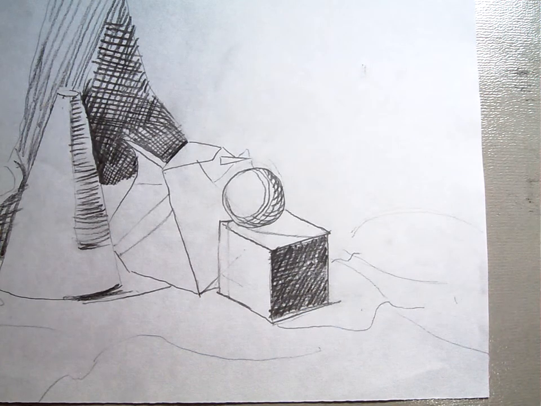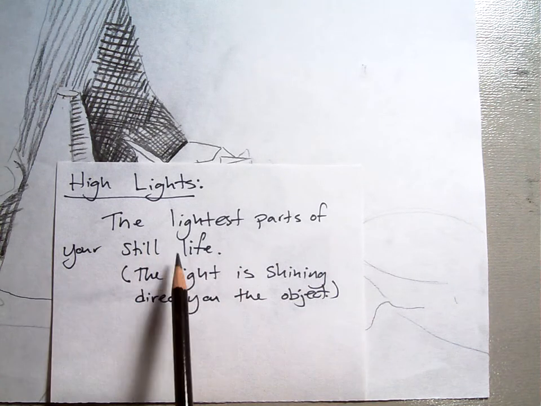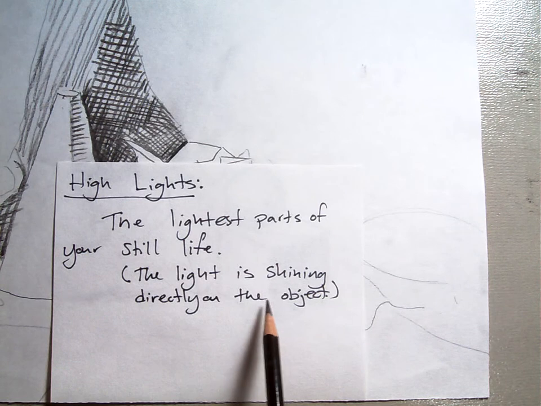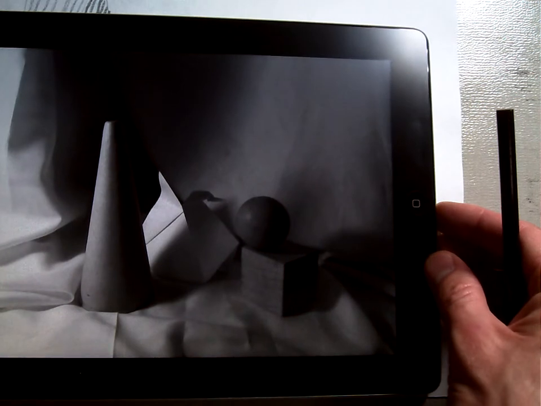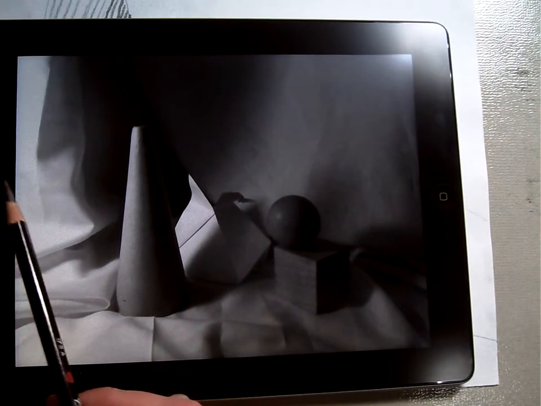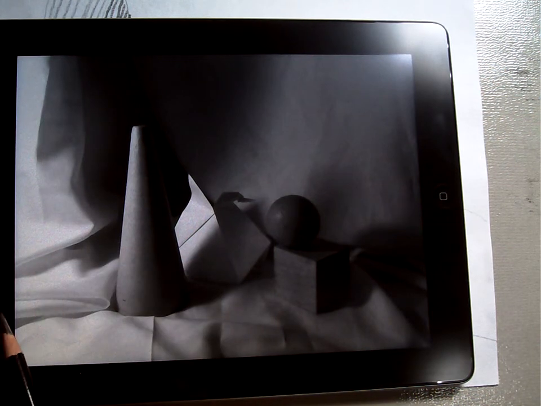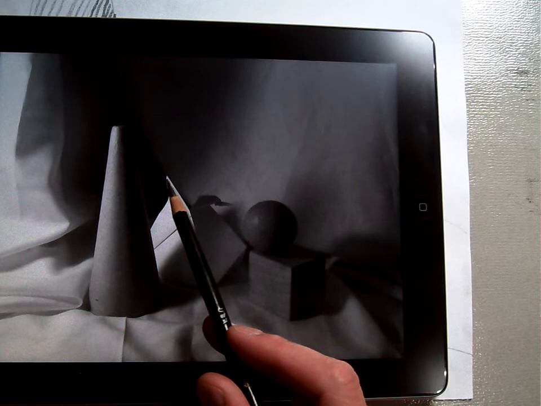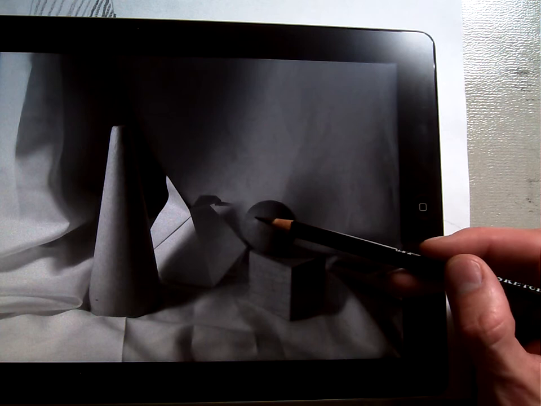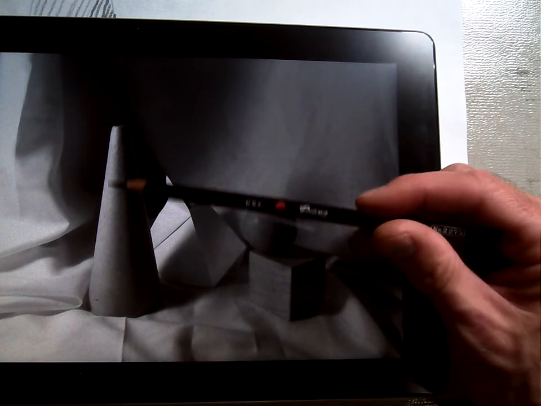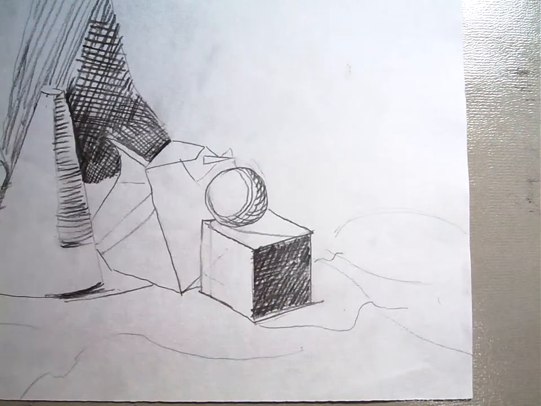Okay, then you're going to make sure you put in the highlights. The highlights are the lightest parts of your still life. Usually the light is shining directly on the object at that point. So, obviously, if we look back at this, the highlight, I mean, this whole area is very light because we know the light is really strongly there. But also we have highlights on the very tip here, right in this crease here. We have a very faint highlight right here on the sphere. And of course we have a highlight on this edge of the cone. So we want those highlights in there. We have to think about them.